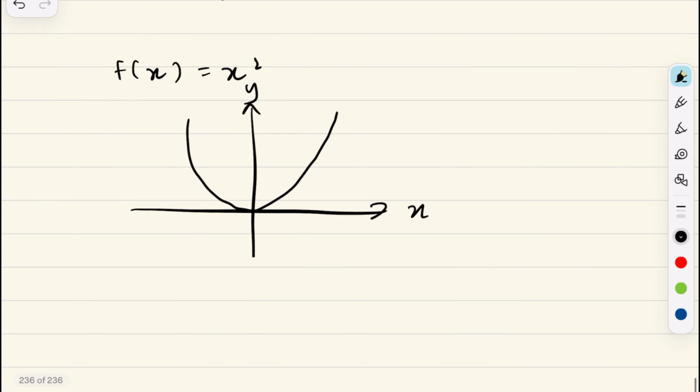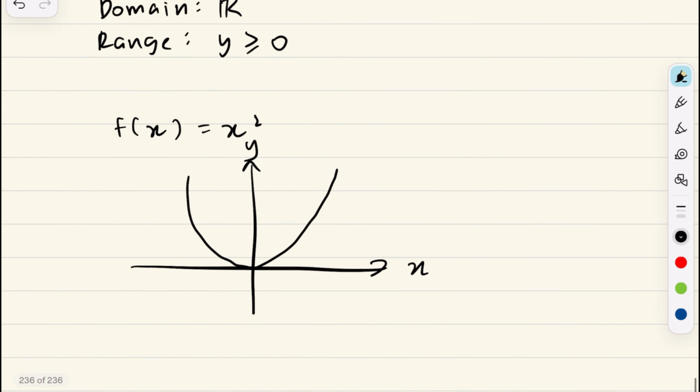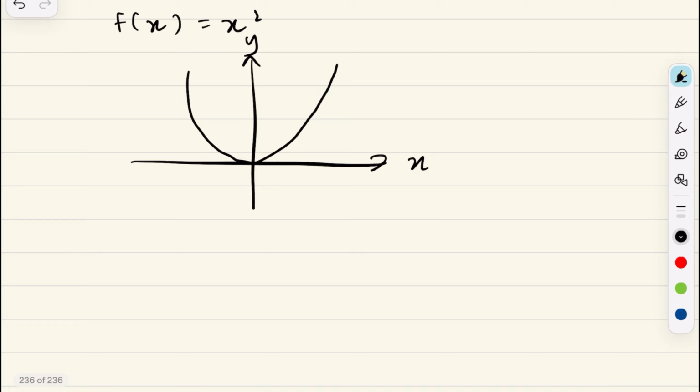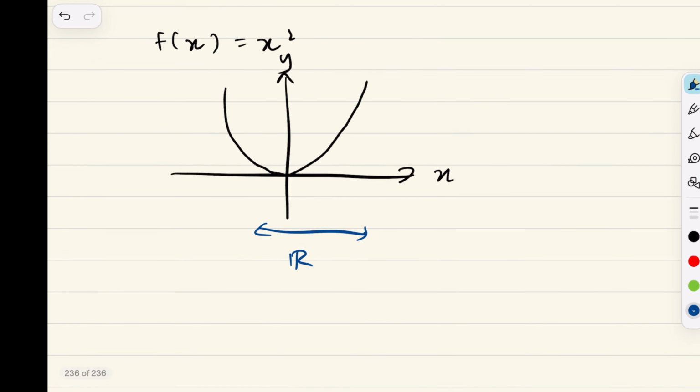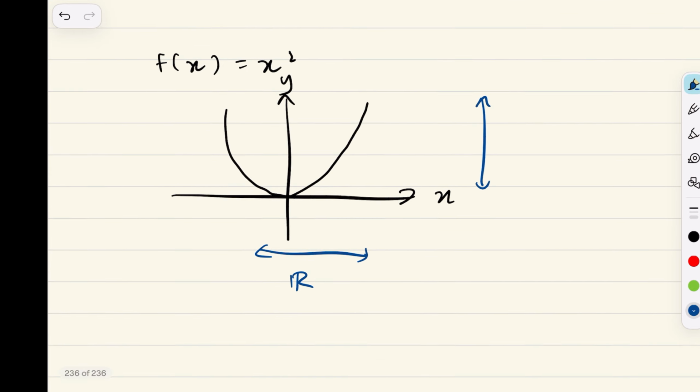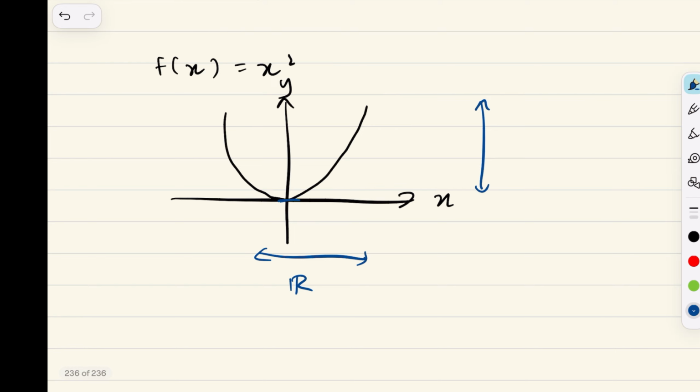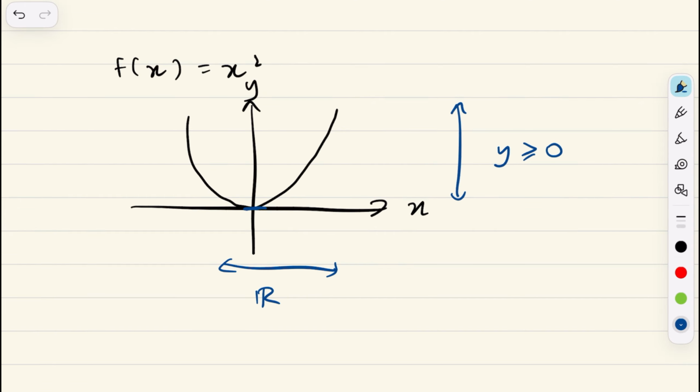So this is going to be our curve, and you can see that the inputs, all the x values, increase until infinity in both directions, slowly increasing. So you can see that the domain is all real numbers. The range is just all the y values. You can see that 0 is the lowest point. So again, it's the same thing: y is greater than or equal to 0. So just by looking at this, we can tell the domain and range of a function by drawing out the graph. So the domain is all the x values, which is this horizontal axis, and the range is all the y values, which is this vertical axis.